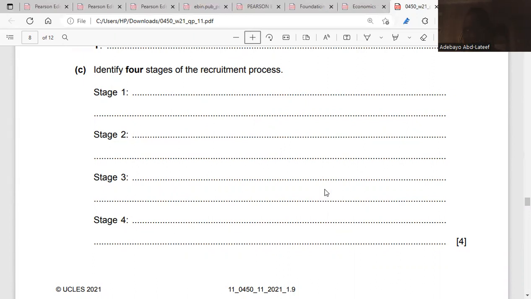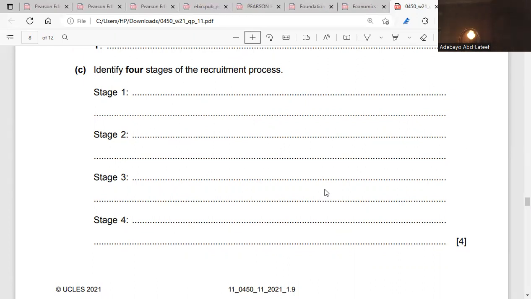Here I only named them. I don't talk about them. They said identify. So we talked about vacancy, opening. We talked about job specification, person specification, and interview. Training is part of recruitment too.